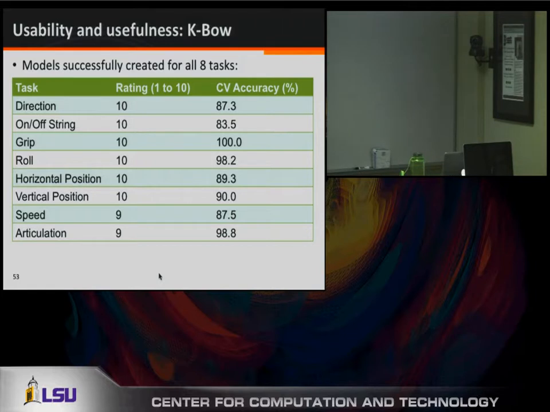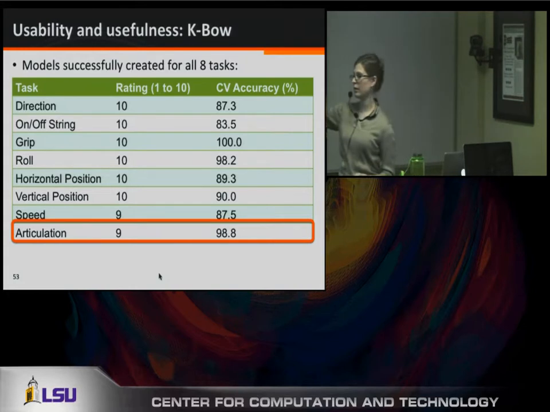All the classifiers that we built were rated by Meg as 9 or 10 out of a 10-point subjective quality scale. And if you look at the cross-validation accuracy, the numbers are also really high. In particular, our articulation classifier for this hardest task was 98.8% accurate. But somehow I didn't give it a 10.